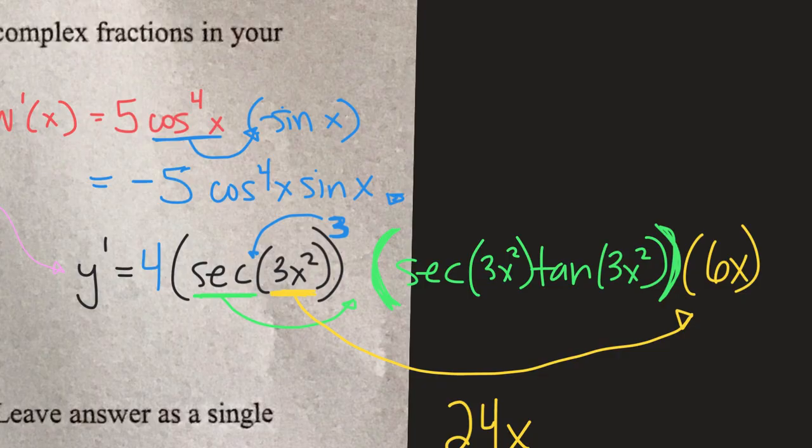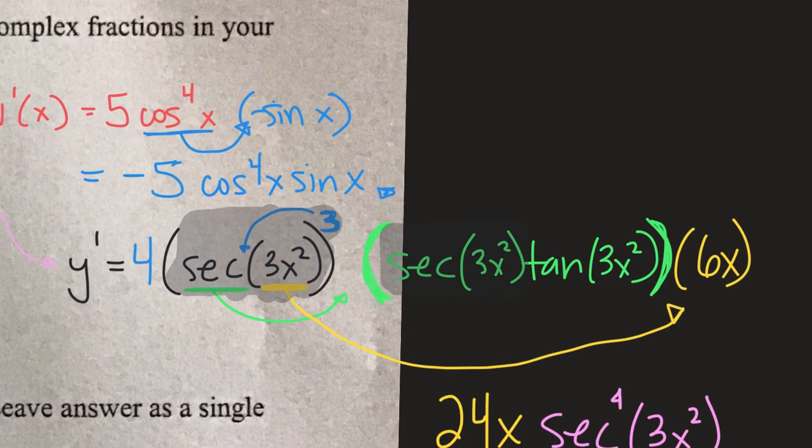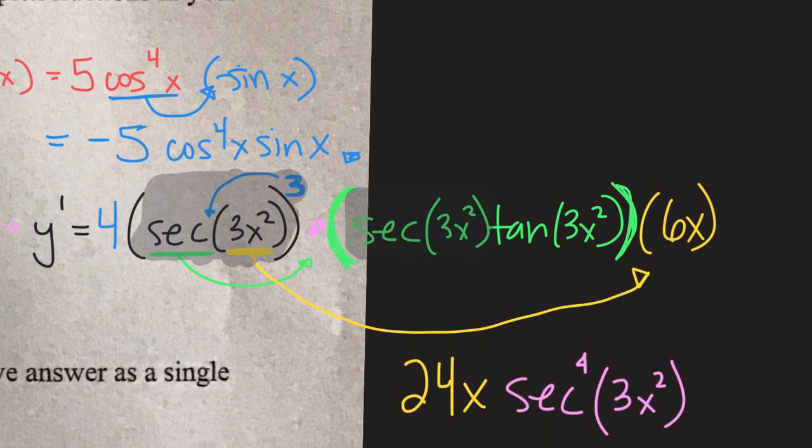Okay, let's get a little bit more crazy, shall we? Here I have how many secants? Here I have 3 secants, and then I have another secant. So how many total secants do I have? I have 4 total secants. So I can write that as secant to the fourth of 3x squared. Remember, this is all multiplication, which is why I'm able to do that. I have secant to the third power, and I have secant to the first power. 3 plus 1 is secant to the fourth.